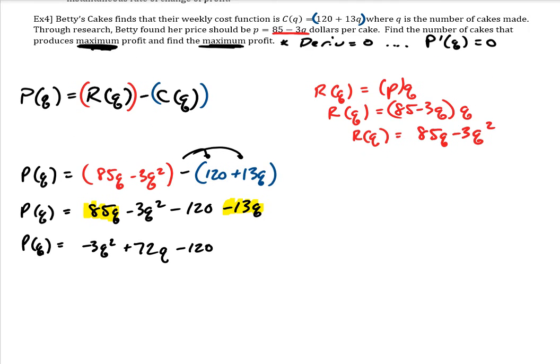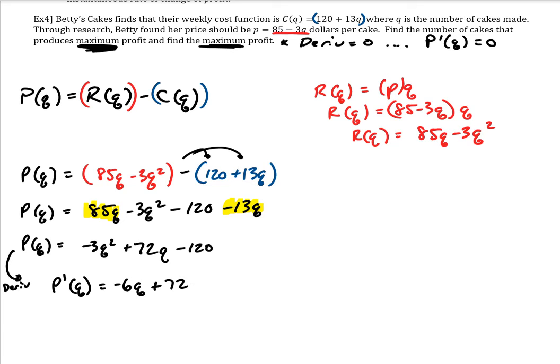Now that we have our profit function, since we need to maximize it, we'll find its derivative. Okay, so let's get the derivative now. So from here to here is our derivative, and we'll have P prime of Q is equal to negative 6Q plus 72.